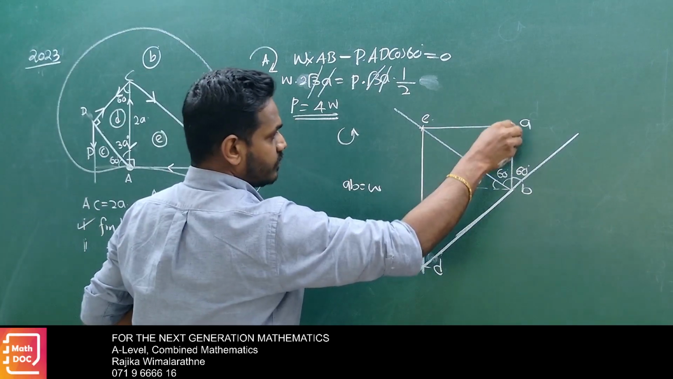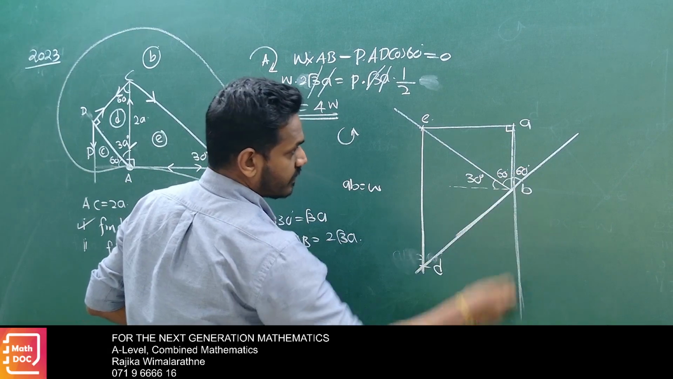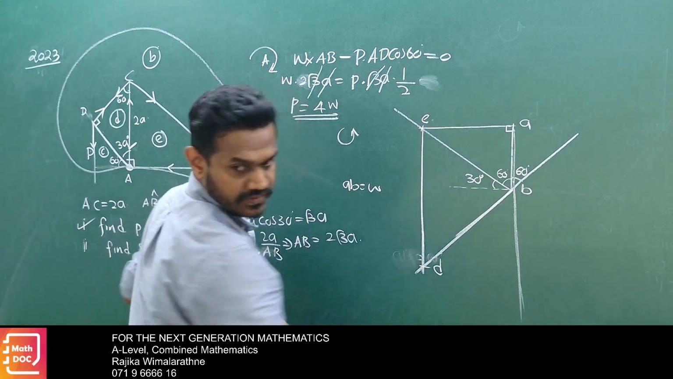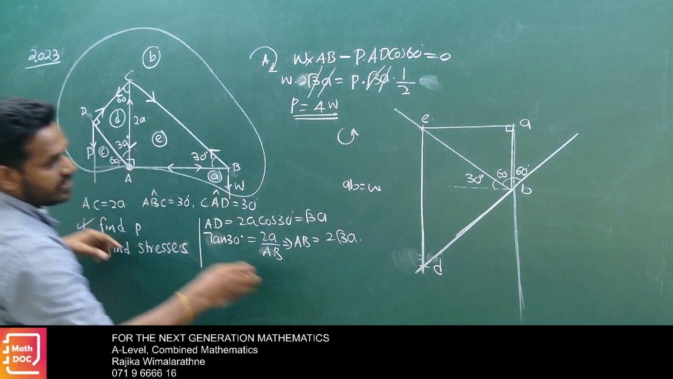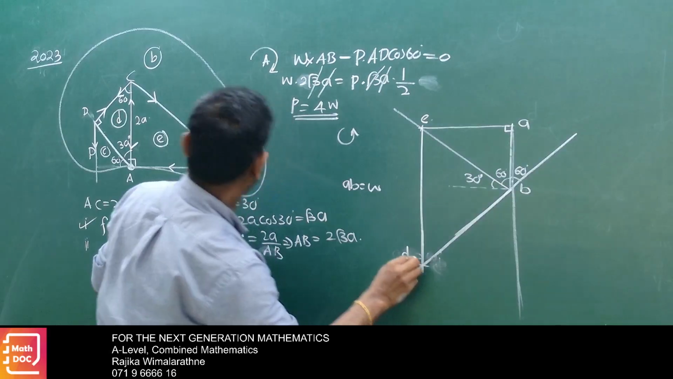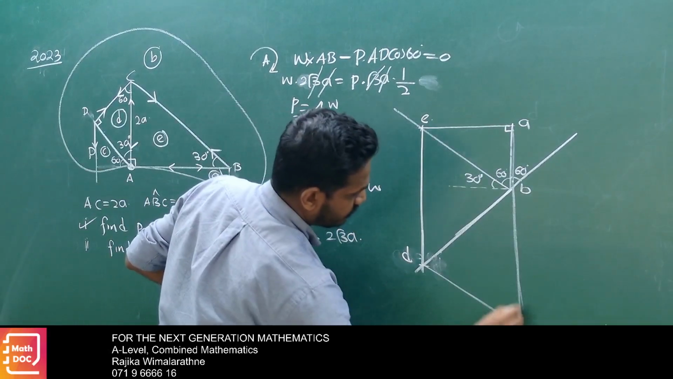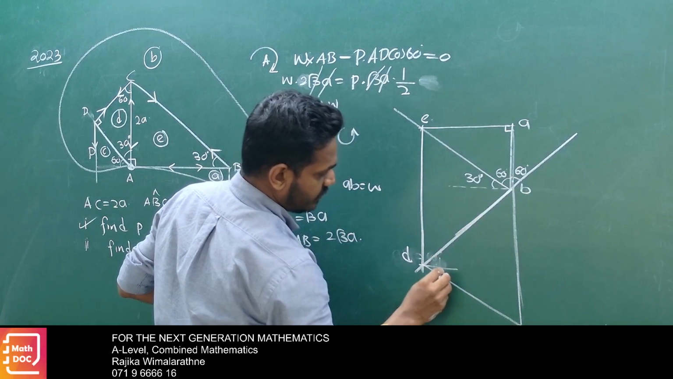Here W, no? 4W. Sketch the 4W line. Here 1, 2, 3, 4. Likewise, we get the 4W force. Then CD. Here D, no? To the horizontal 60. Here to the vertical 60, to the horizontal 60 here.